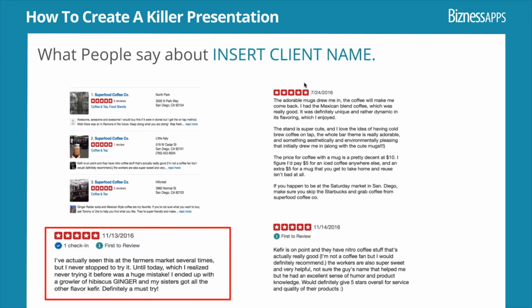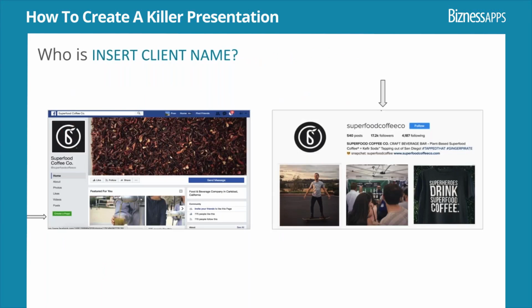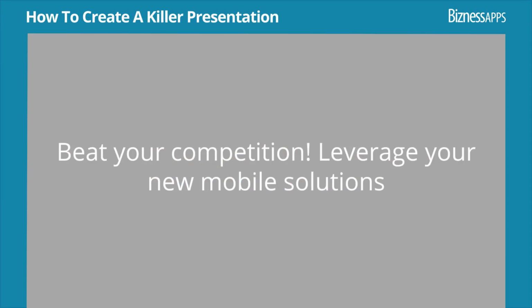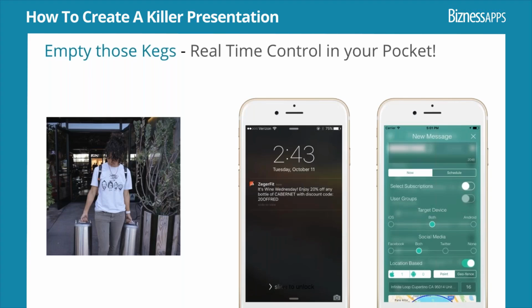So that completes the 3 slides wherein we talk about the mystery shopping, right? We have the where is, we have the what people say, and then we have the who is. So this transition slide, we're talking about beat your competition, leveraging new mobile solutions. That transitions now into the second part of this presentation, wherein we're going to identify what key parts of the mobile app are solutions for the problems that they're experiencing, or how it's going to improve certain operational functions of the business.